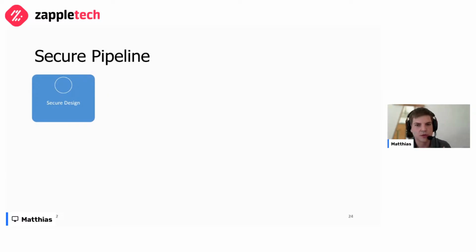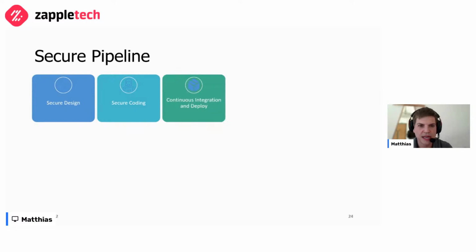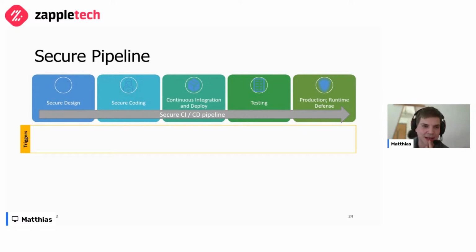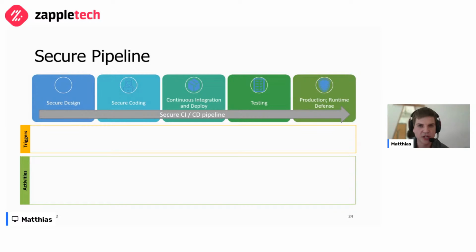So we have the secure design. It's the first phase, the secure design phase, then secure coding, then continuous integration and deployment. Then we have the testing and production, or let's call it runtime defense. And this is the secure CI/CD pipeline. We have triggers on all these phases, and to all these triggers we have activities.